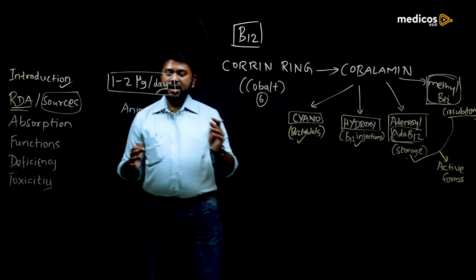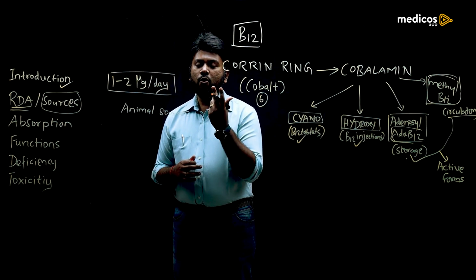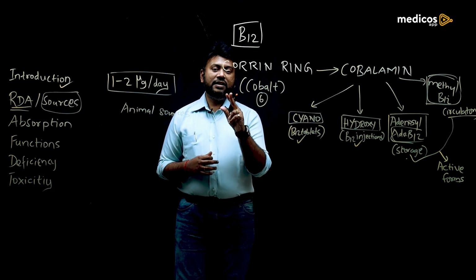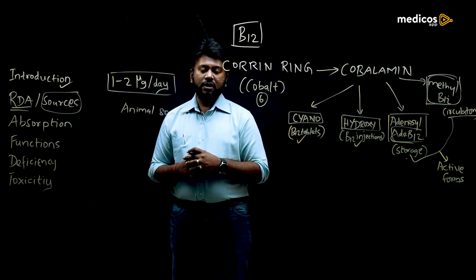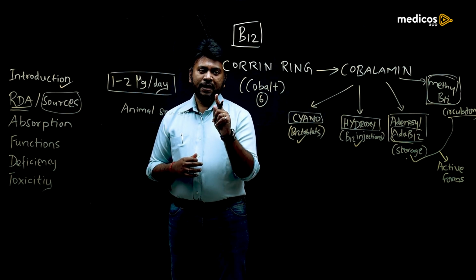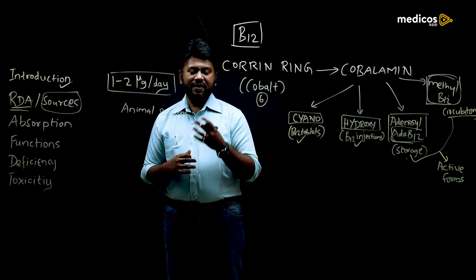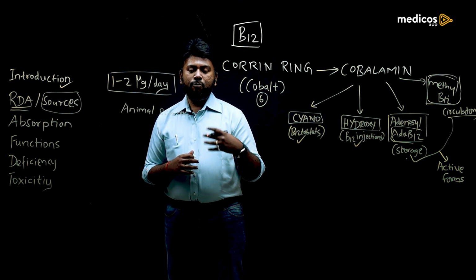Vitamin B12 is actually a quite unique water soluble vitamin. It is different from the other water soluble vitamins in two properties. The first one is that usually all water soluble vitamins are not stored in our body. The excess will be excreted from our body through urine.